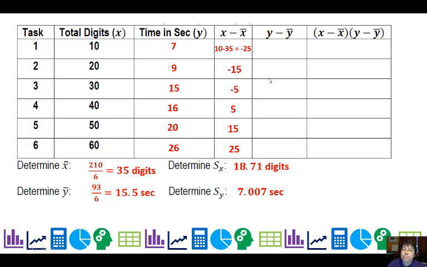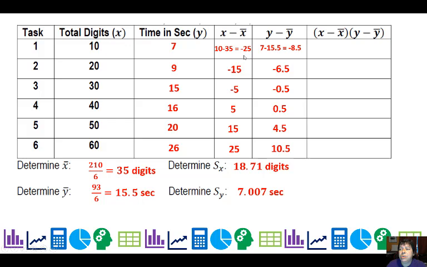All right, let's do the same thing here. We're going to go 7 minus 15.5 and continue on, and there are all our values. Now before, when we were doing standard deviation, we would square these and add them up, divide, kind of average them out, and then take the square root to get back to our units.